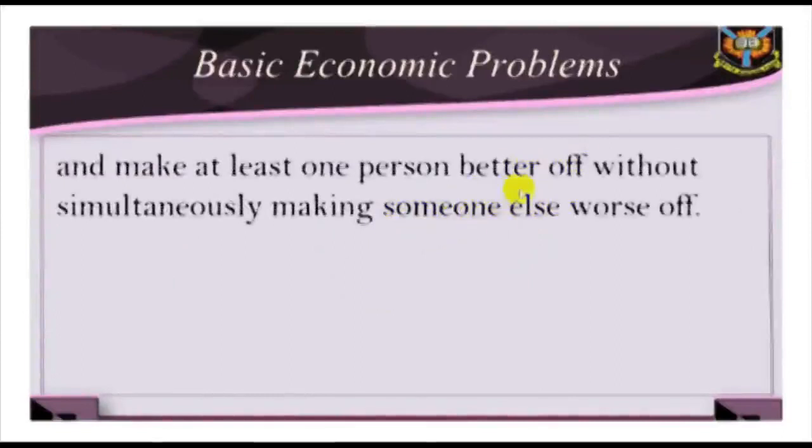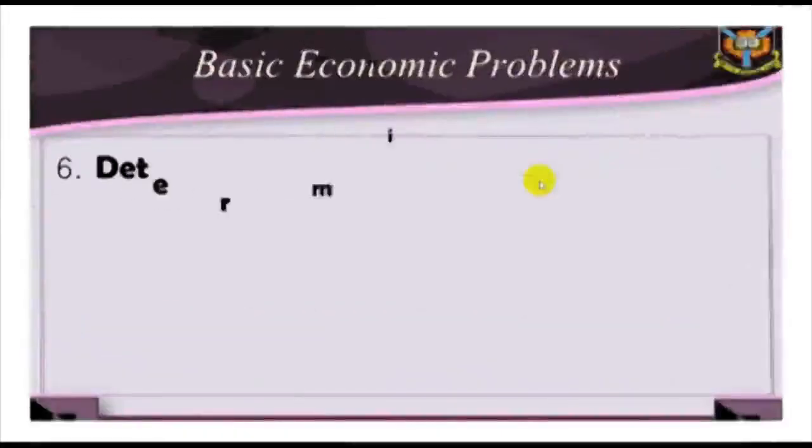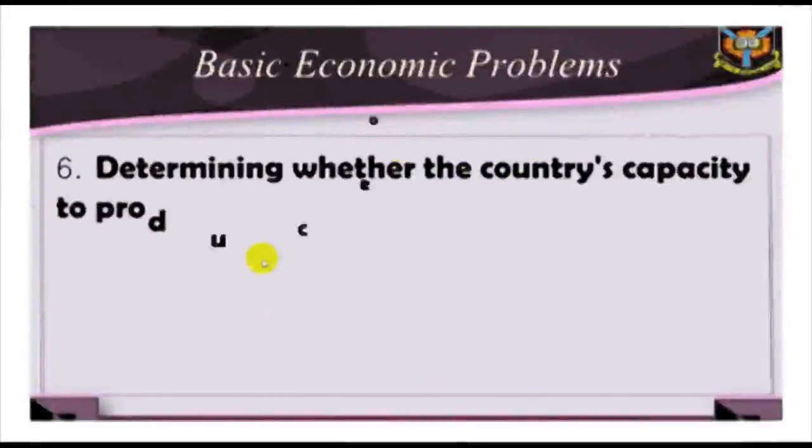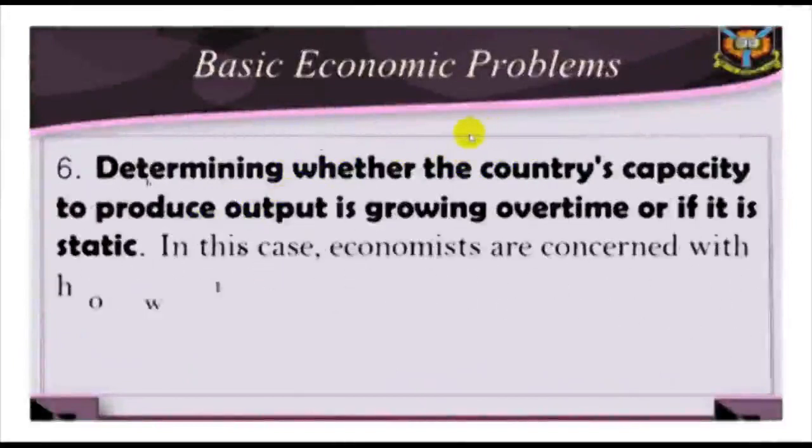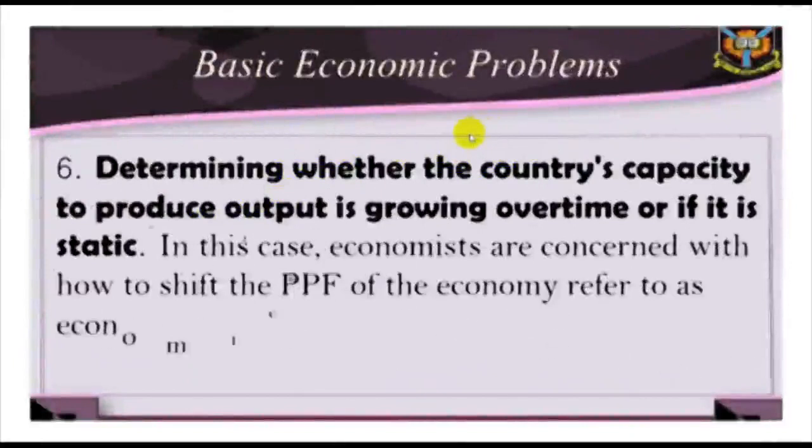Number 6, determining whether the country's capacity to produce output is growing over time or if it is static. In this case, economists are concerned with how to shift the production possibility frontier of the economy. This is what we refer to as economic growth.